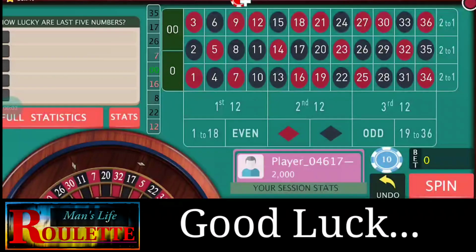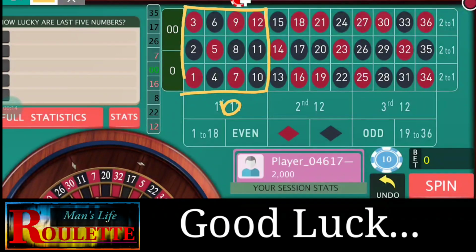Today in this video we are going to discuss a specific arrangement on the roulette table. The arrangement is quite simple. What you need to do is put your bets over here, which will cover this much of the area, 12 numbers. So how many bets do you need to put over here?